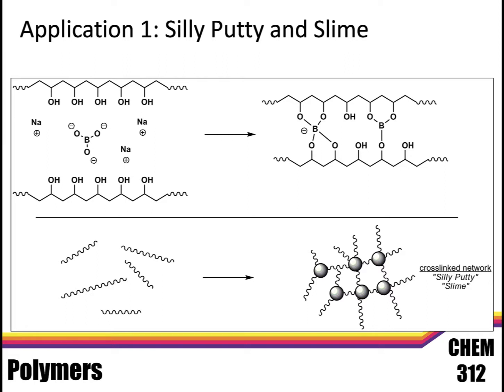The reason that silly putty and slime can stretch and move is because this boron atom can swing around between these different oxygens, right? So that crosslinker can break and reform. That's why if you take silly putty and set it on the table in a nice ball, it'll sit as a ball for a second, but over time it starts to spread out because those crosslinkers are breaking and reforming.